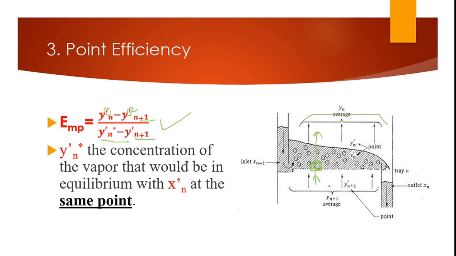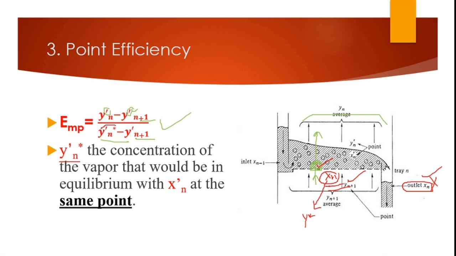Even more interesting is that the equilibrium is thought of differently in this case. Earlier, what we were saying is that the equilibrium y star will be corresponding to this outlet xn. Here the equilibrium will be corresponding to the xn at this particular point. Whatever xn you have at this point, we will consider yn star corresponding to this xn, not this one here. That was for Murphy, but this is what we want right now, the point efficiency.